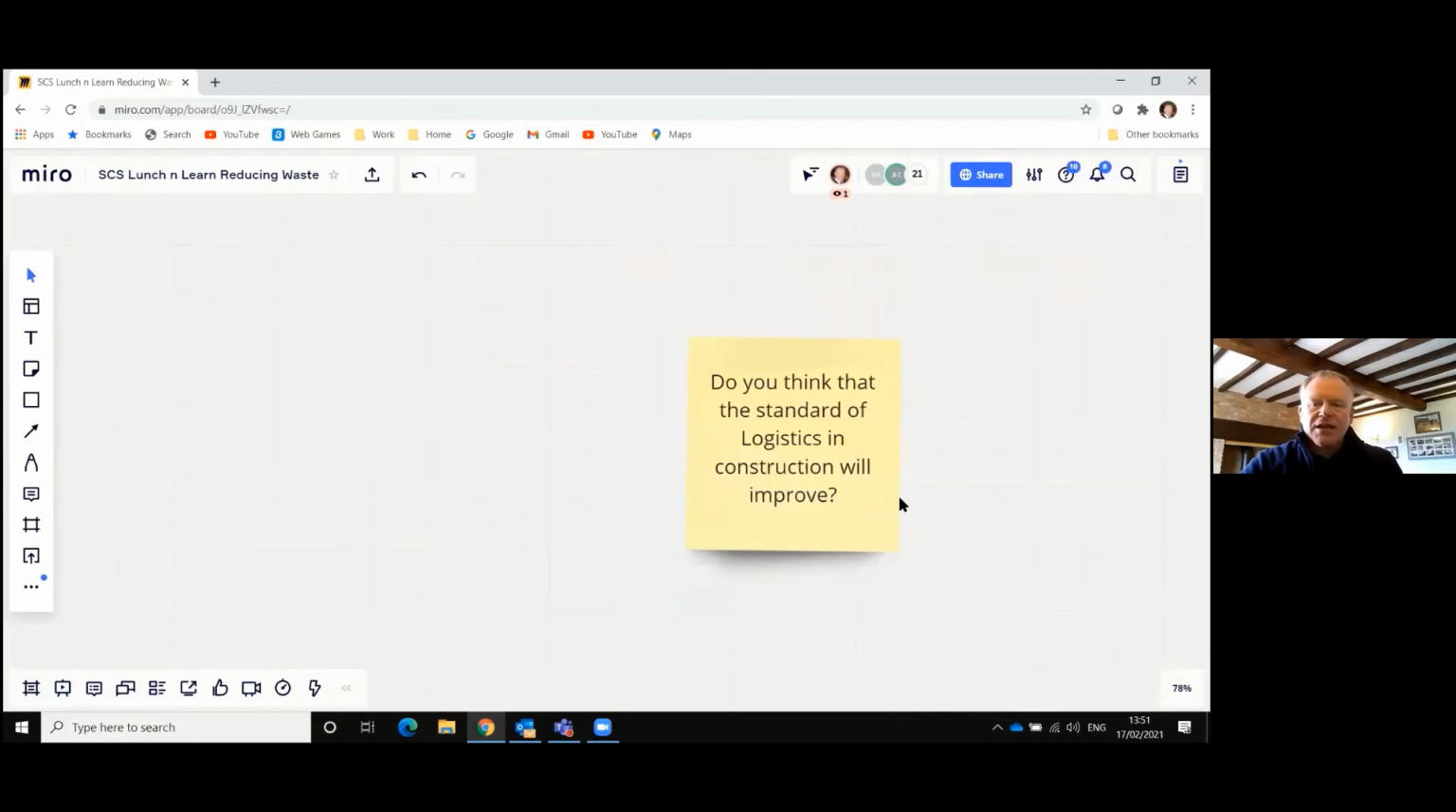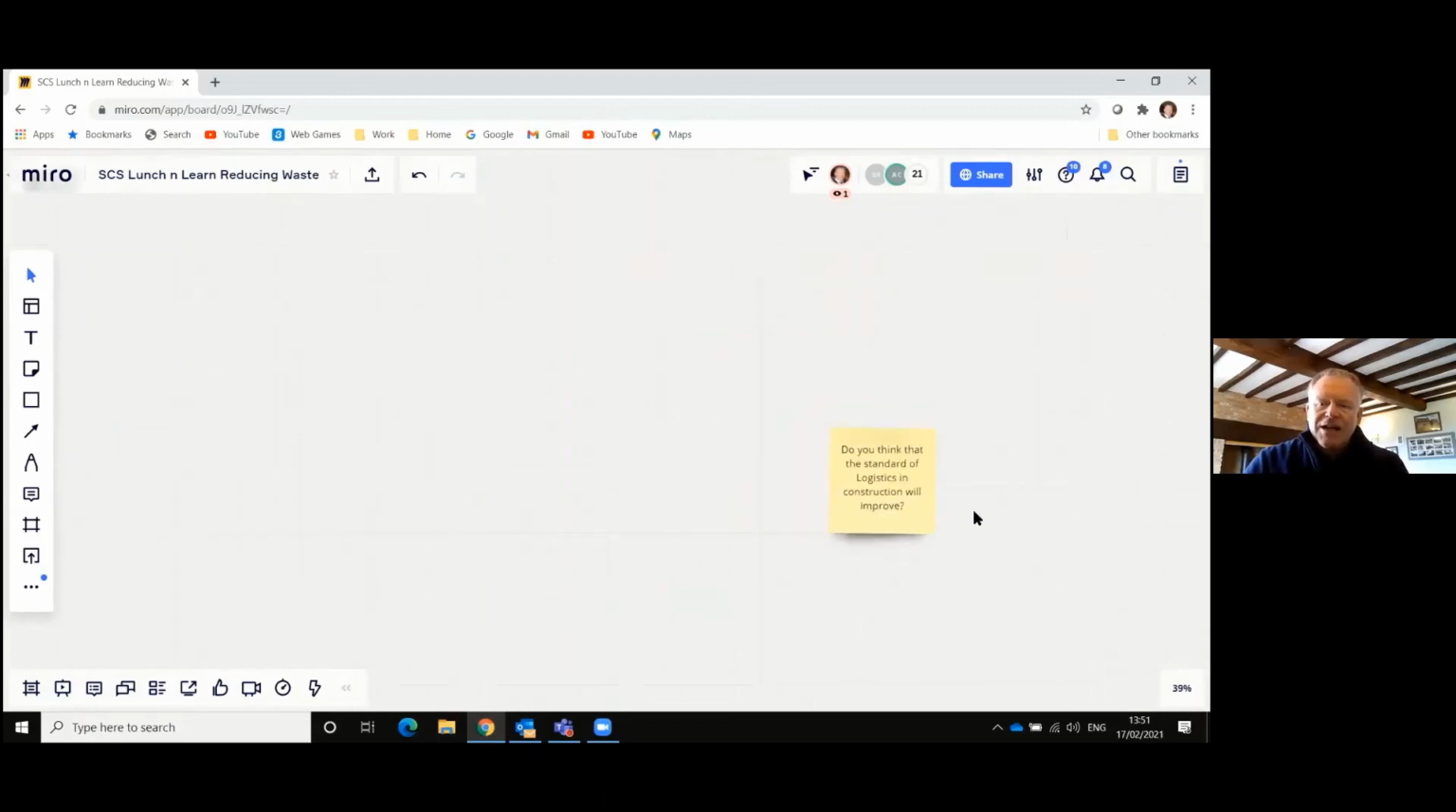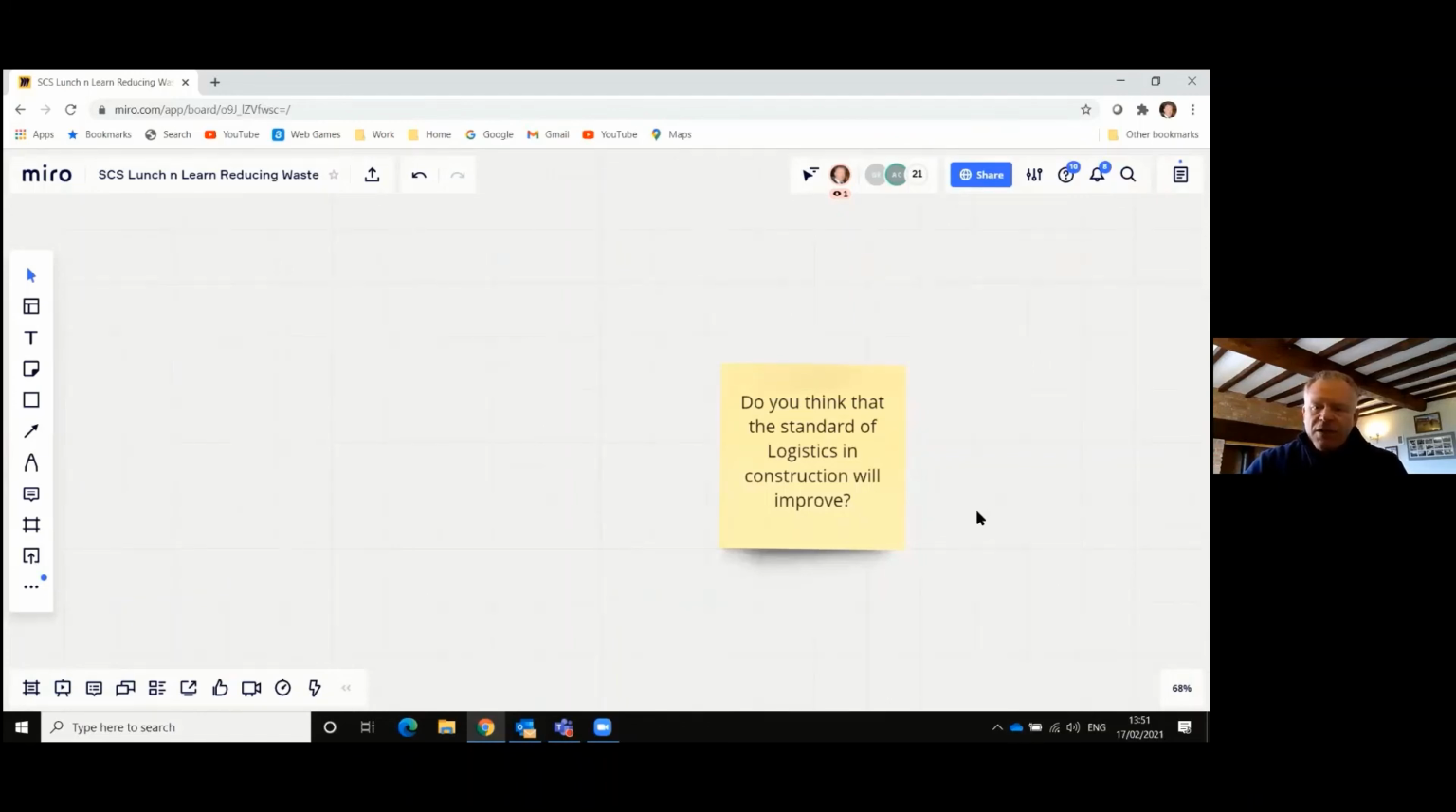Do I think that the standard of logistics in construction will improve? It will, if there is that collaboration between the next line in the value stream. So if we, as a customer of the logistics, don't raise the issues that we face and how we want things presented, the logistics will not improve. We've got to be very open and honest with them and work collaboratively to say, how can we work together to improve the situation that we're in? So that's the way I would look at that.